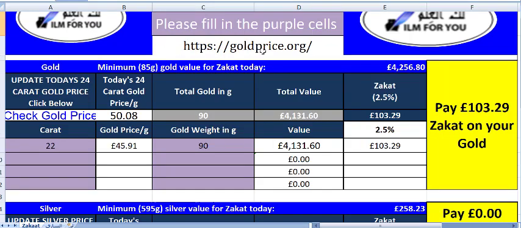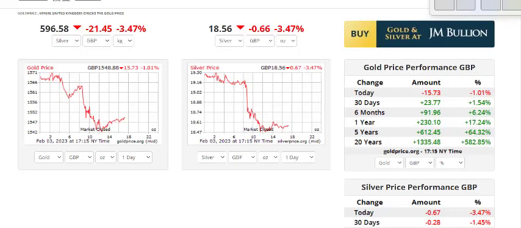I go to this website, goldprice.org. Let us see what is the value. In here, gold, make it grams. So what's the value of the gold? 49.8 per gram. Let's go back to our table.